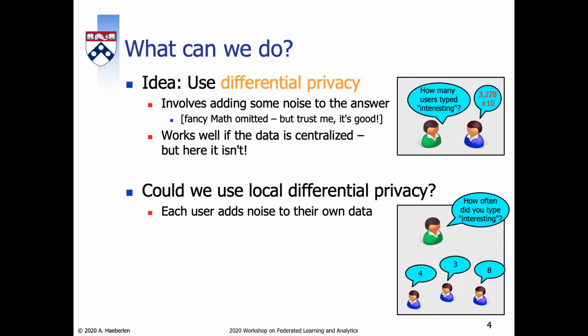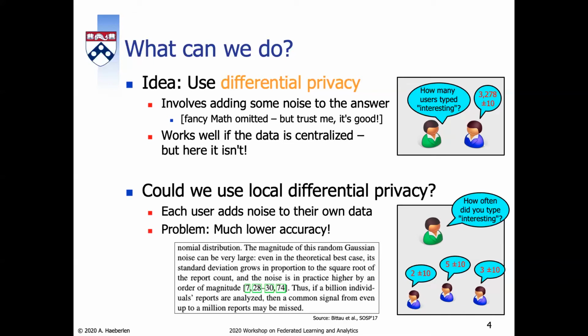There is another approach that people use, which is called local differential privacy. There, the users provide their data with a little bit of noise already added in. So rather than saying, "I typed it 4 times," they're going to say, "I typed it twice, plus or minus 10." This does preserve privacy, but the problem is that the accuracy with this approach is much lower, because the overall answer has so much noise from every single user in it. To cite from a SSP paper published by our friends at Google in 2017, they say that the magnitude of this random Gaussian noise can be very large.